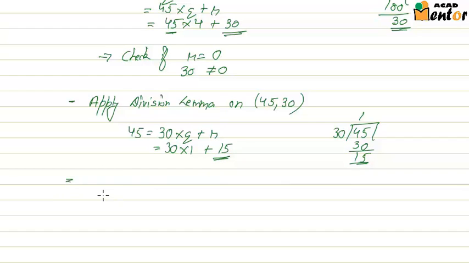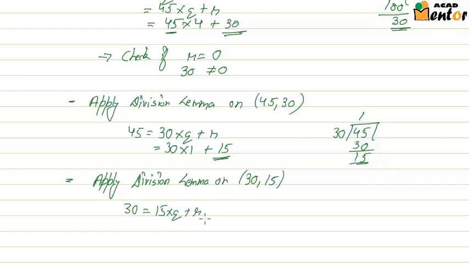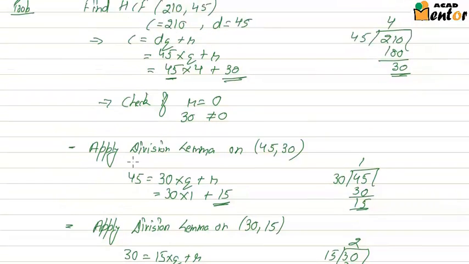Now we'll apply the division lemma on 30 and 15. So 30 would be written as 15 multiplied by a number Q plus some remainder R. In order to find these values, we'll divide 30 by 15. We see that now the remainder is 0. The divisor, which is 15 in this case, would be the HCF of 210 and 45.